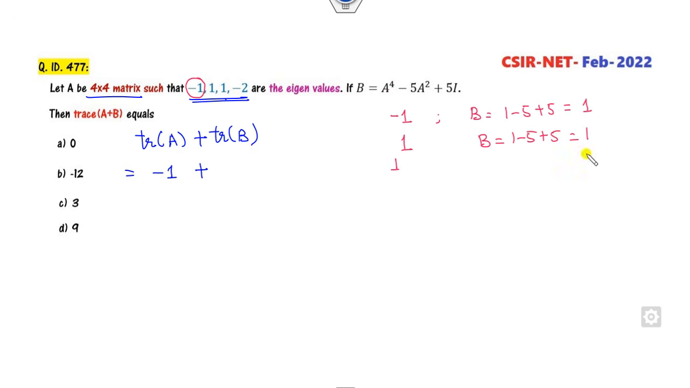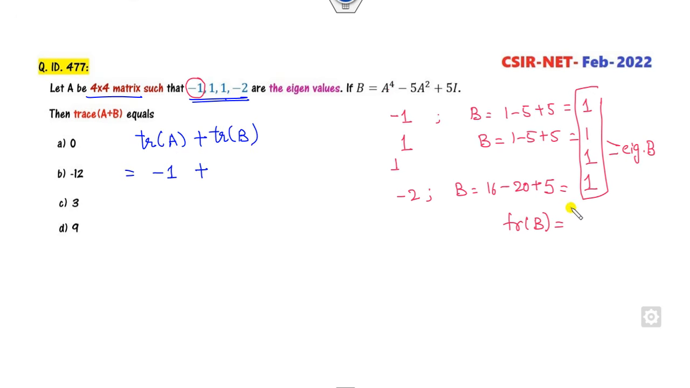When it is again 1, so again it has 1. When it has minus 2, then B will be 16. It's 4, 20, it's 5. So it's 21, it's 1. So what is the trace of this? What is the trace of B? These are the eigenvalues of B. So trace is 4. If you substitute them, answer 3 is the correct answer.